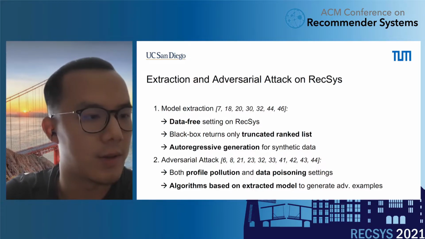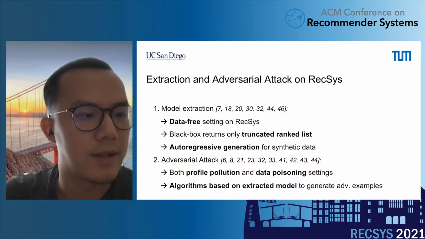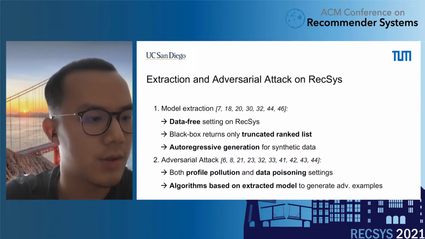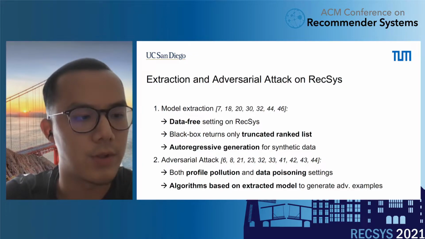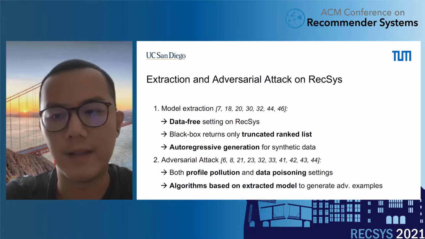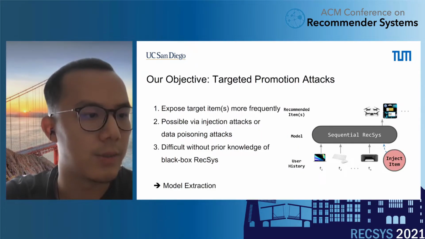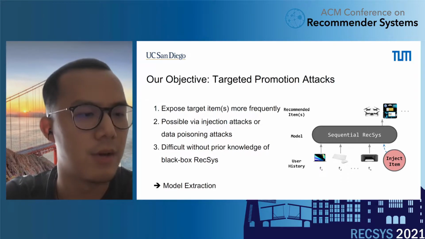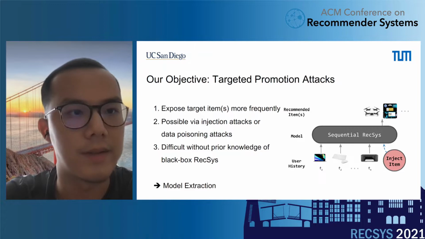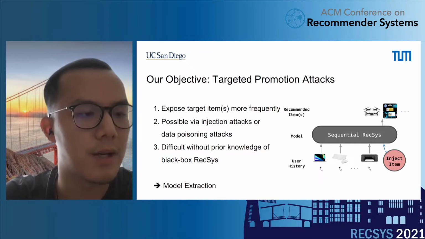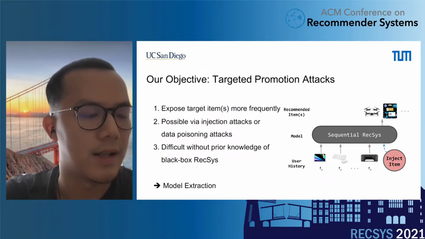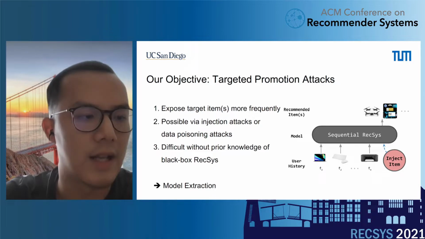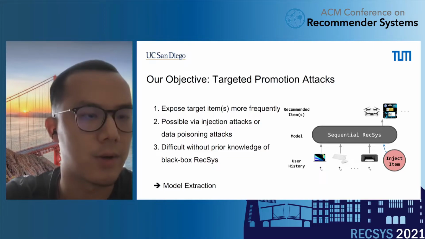And as for adversarial attacks, we designed an approximated algorithm based on the extracted white box model to quickly generate adversarial examples, which proved to be very effective in both attack scenarios. So the objective of this paper is to perform targeted attacks on sequential recommenders, which means to bias recommenders towards recommending certain target items. This is possible in two kinds of attacks: profile pollution and data poisoning. However, adversarial attacks heavily rely on the model weights, and it's extremely difficult to attack without prior knowledge of the black box recommender systems.